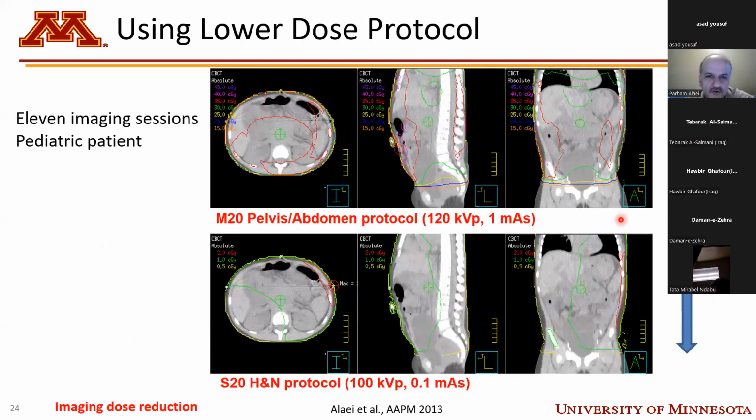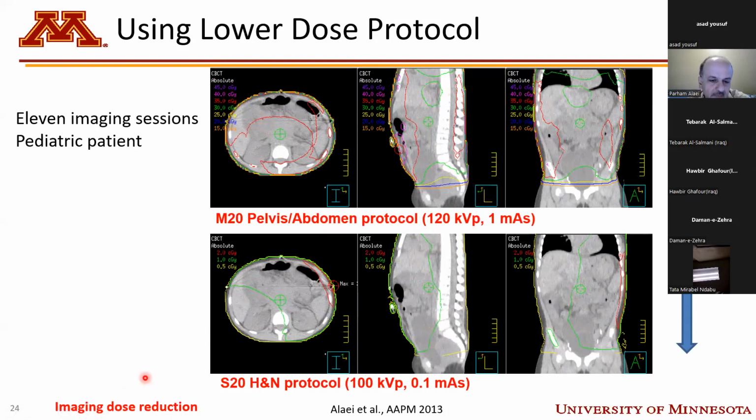Example of a lower dose protocol. This is for a pediatric case. This is an actual patient that we had, and we essentially calculated the dose to that pediatric patient. On the top is if we use the pelvis abdomen protocol on an electrolinac. This is 120 kVp and 1 mAs. This is the dose that the patient would get. I think this was probably 11 imaging sessions. So you could give up to about 40 to 45 centigray imaging dose to this patient.